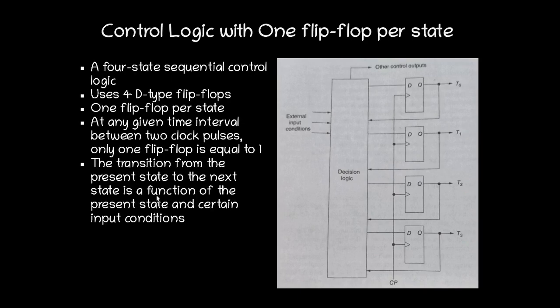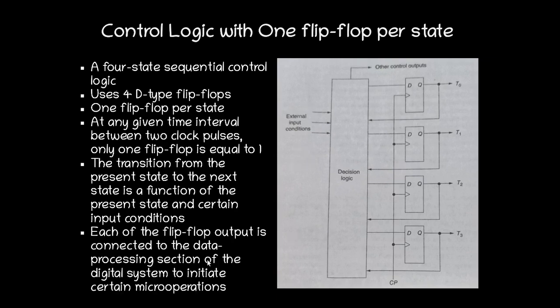The transition from present state to the next state is a function of the present state and certain input conditions. Okay. Each of the flip flop outputs is connected to the data processing section of the digital system to initiate certain micro operations. Then there is also some other set of control outputs that is also connected with the data processor component or data processor unit.